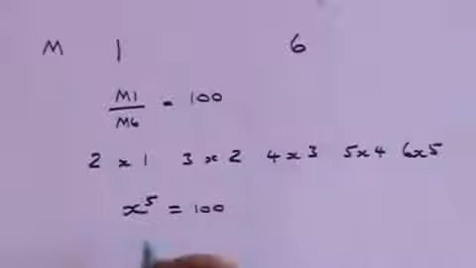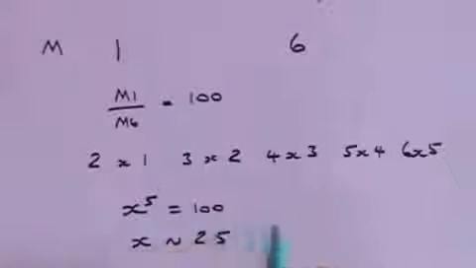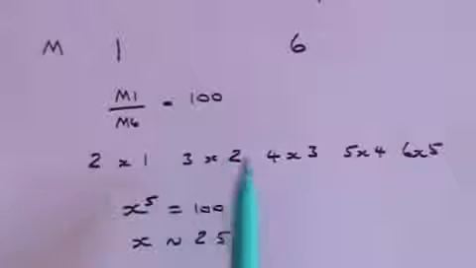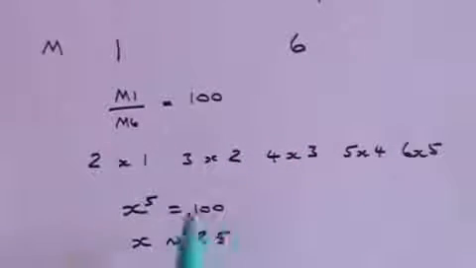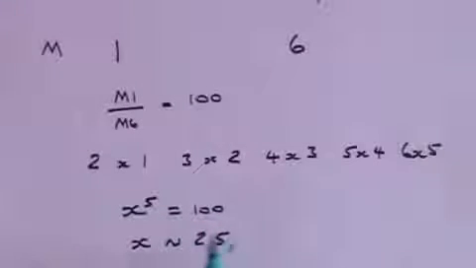And what that means is that x is very approximately 2.5. In other words, if you take 2.5 times 2.5 times 2.5 times 2.5 times 2.5, you get 100. But 2.5 is a rough estimate, it's not the precise figure. You need to do the 5th root of 100 to get the precise number.